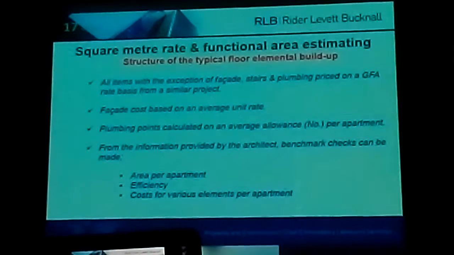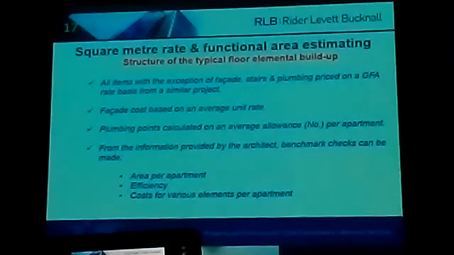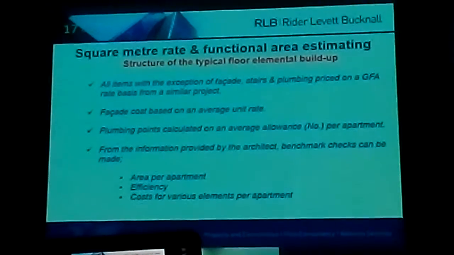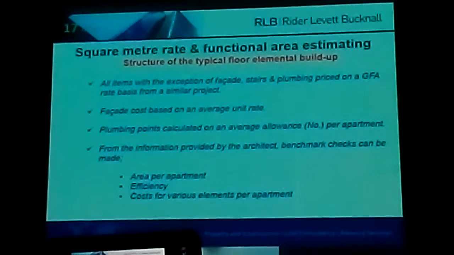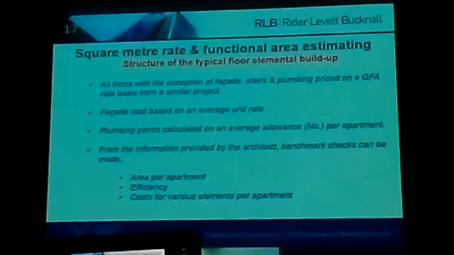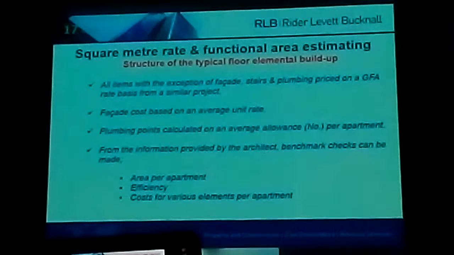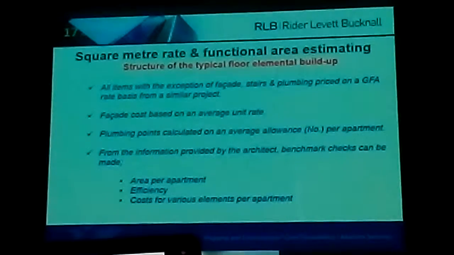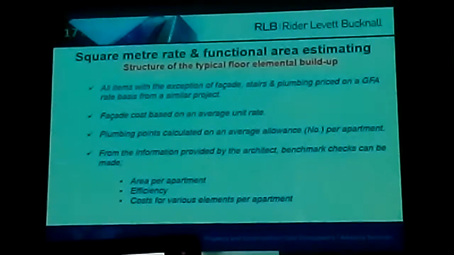If information is available, it is always a preferred option over a GFA rate, as wall-to-floor ratios can differ greatly and affect GFA rates accordingly. Plumbing points were calculated on an average allowance or number per apartment. Other items such as kitchen joinery and appliances can also be priced in this manner as an alternative to GFA rates. For the information provided by the architect, benchmark checks can be made: area per apartment, efficiencies, and costs for various elements per apartment.